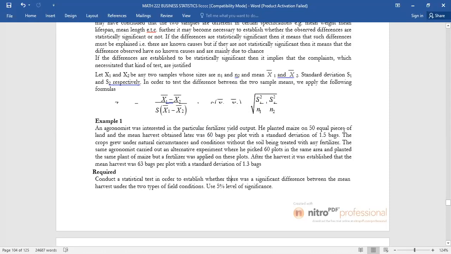We go on. So the crops grew under natural circumstances and conditions without the soil being treated with any fertilizer. That's scenario 1. Scenario 2, the same agronomist carried out an alternative experiment where he picked 60 plots in the same area and planted the same maize, but a fertilizer was applied on this plot. So in this case, we have fertilizer. After the harvest, it was established that the mean harvest was 63 bags per plot with a standard deviation of 1.3. So we are in the second data, and our standard deviation is now 1.3. So we are talking of 63 over 1.3 divided by 60.